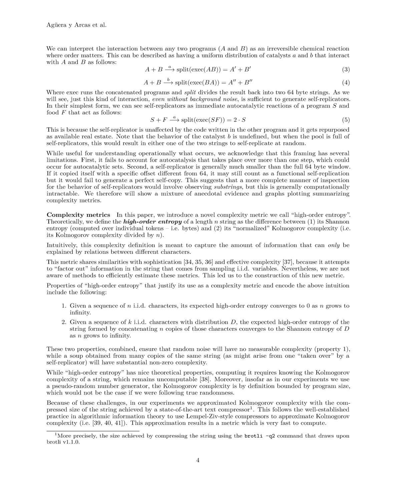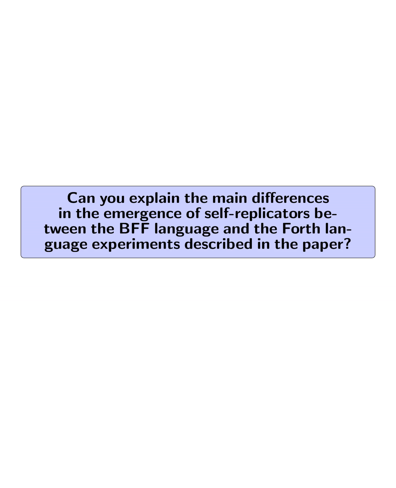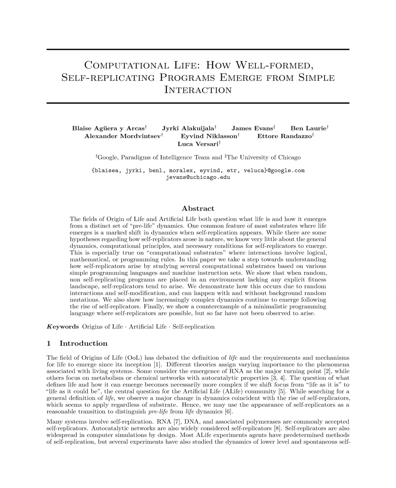Can you explain the main differences in the emergence of self-replicators between the BFF language and the Forth language experiments described in the paper? The main difference in the emergence of self-replicators between the BFF language and the Forth language experiments lies in the structure and dynamics of the two languages.